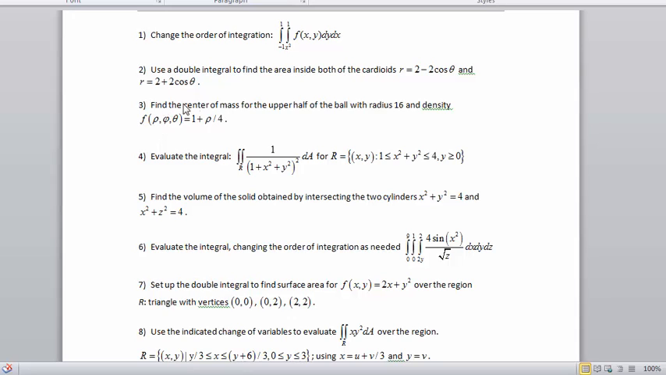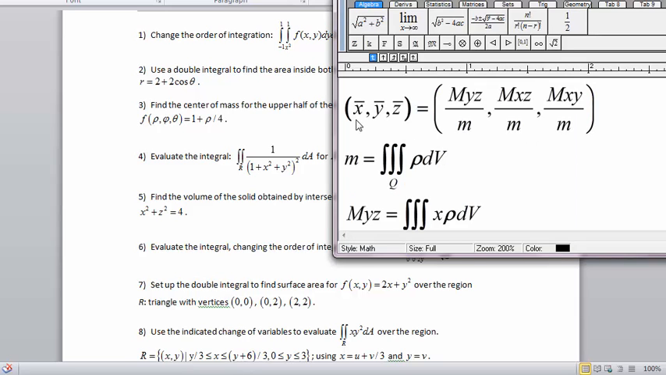For number 3, we want to find the center of mass of the upper half of a ball or sphere with radius 16 and a density function. So this is in 3 dimensions, so we're going to have a center of mass written as a set of triple integrals. So the center of mass might look like the moment about yz divided by m, the moment about the xz plane divided by m, and the moment about the yx plane divided by m.